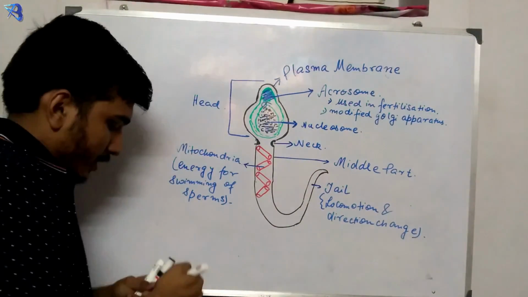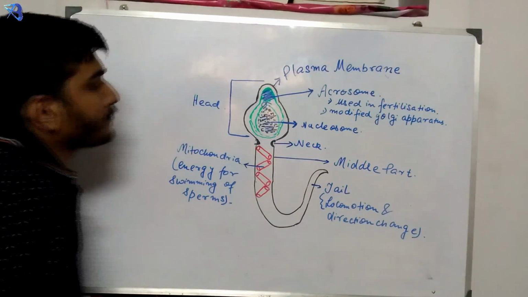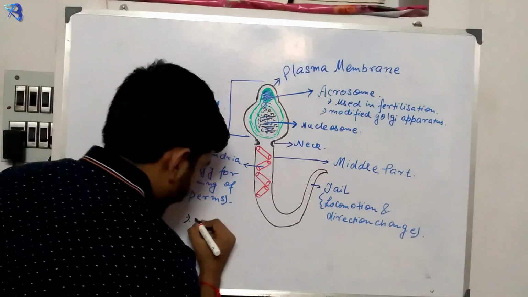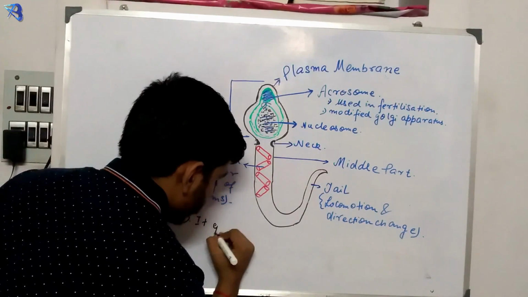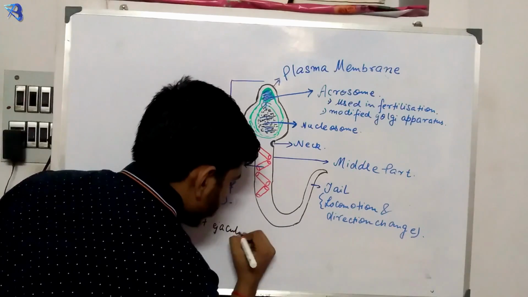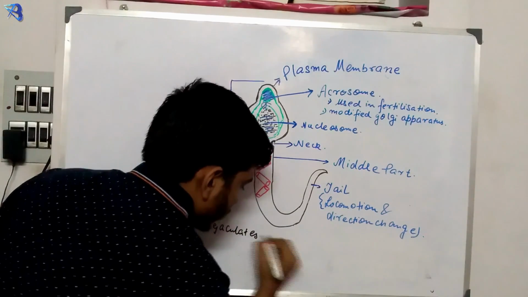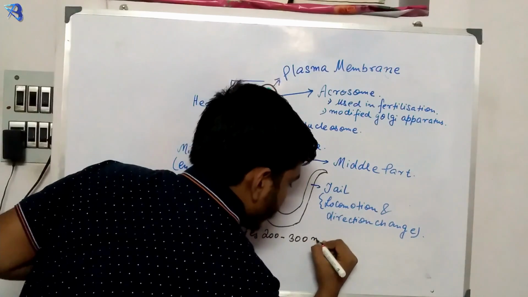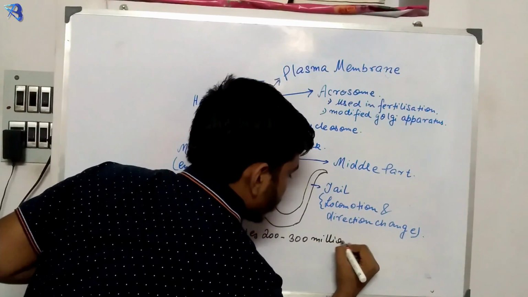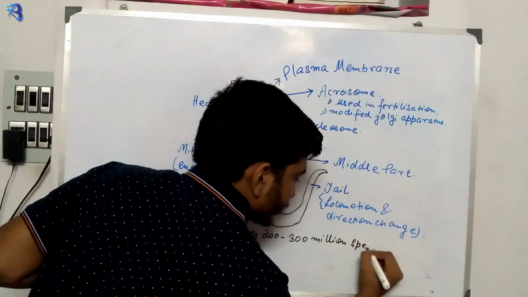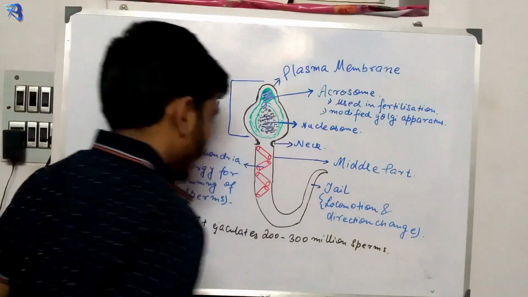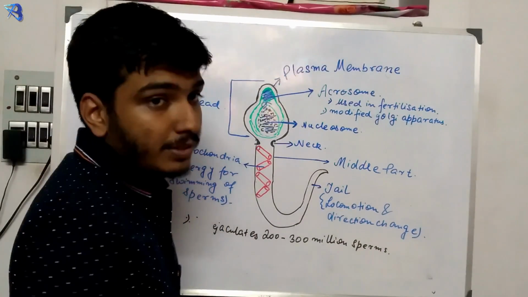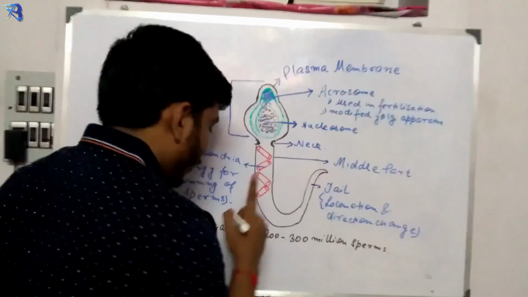Now, two more important points related to the sperm. First, during one coitus it ejaculates 200 to 300 million sperms.